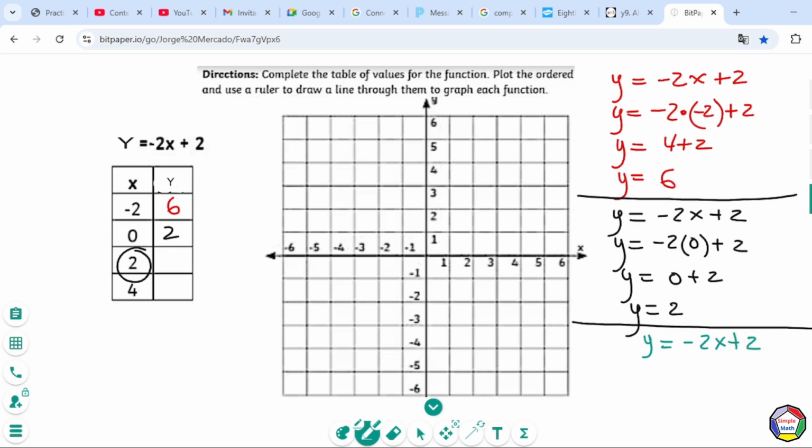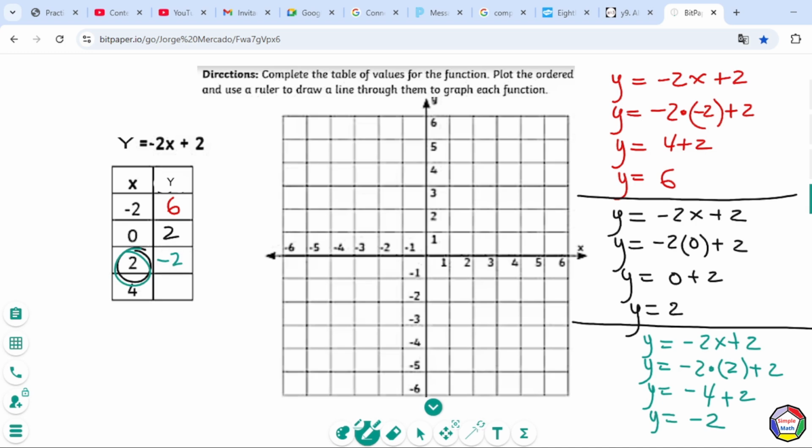So I will substitute these two in the equation. I'll say that y is equal to minus 2 times x, but x is going to be 2. So minus 2 times 2 is minus 4. So y is equal to minus 4, plus 2. And minus 4 plus 2, if I combine that, y is equal to minus 2. Now I can complete my chart. This is minus 2. Okay?